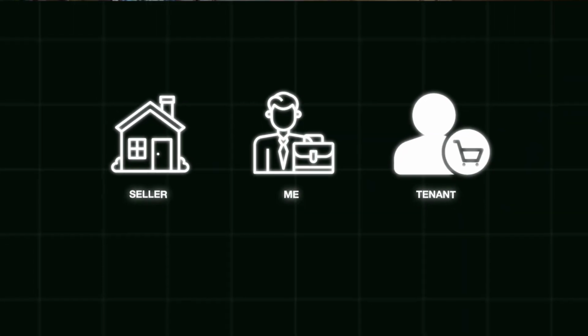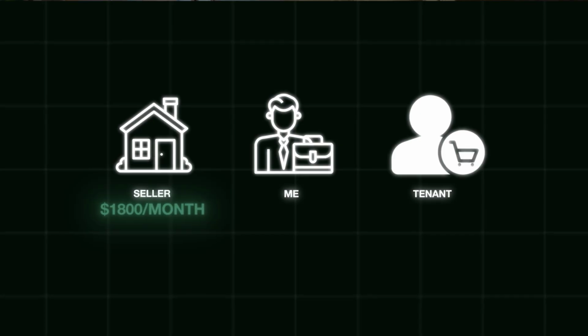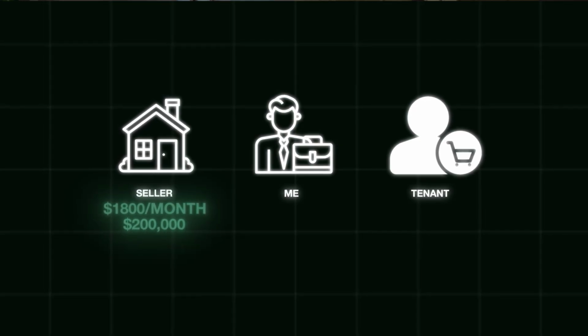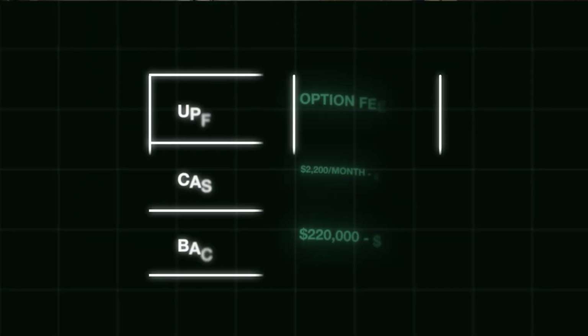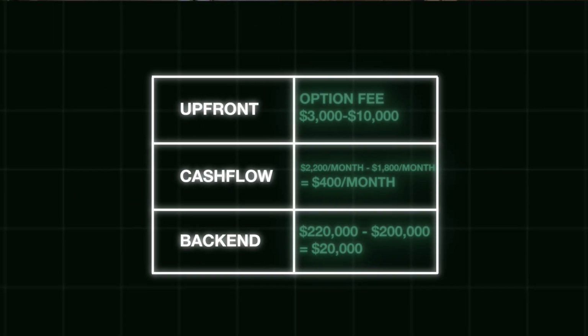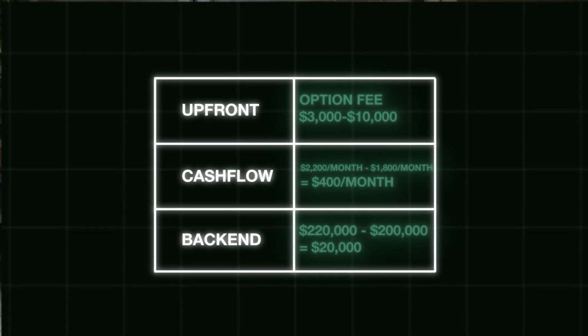So let's say you're paying the seller $1,800 a month at a $200,000 option price. Let's say your tenant pays you $2,200 a month at a $220,000 purchase price. Your profit will be $400 monthly cash flow plus $20,000 when they exercise their option. Of course, they paid you an option fee up front. You get that as well.